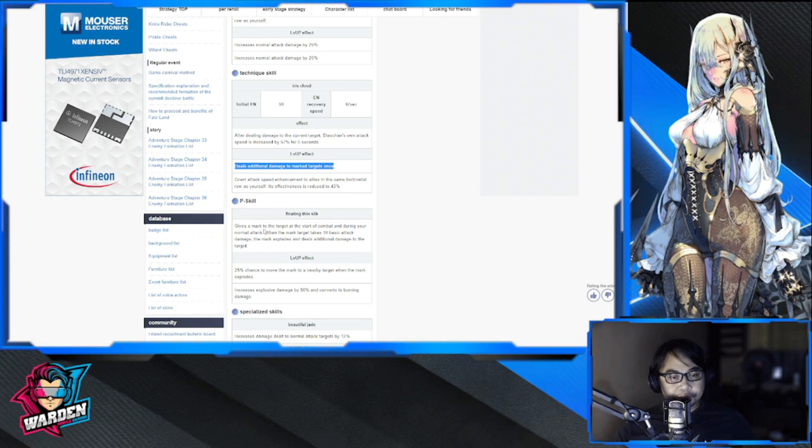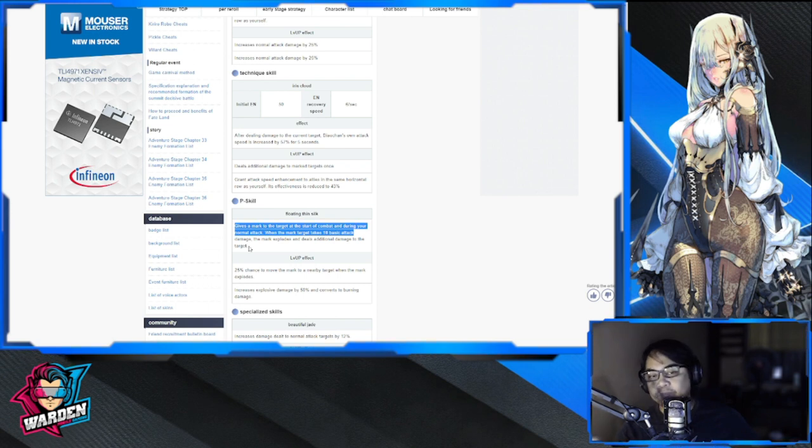So the passive skill gives a mark to the target at the start of the combat and during your normal attack. When the marked target takes 10 basic attacks, more or less coming from her, the marked damage explodes and deals additional damage to the target. So it's like a timer. I'm not sure if this mark is going to be just once, or if the mark is gone, will there be another mark? I'm not sure about that, but it's gonna be good if that is the case.